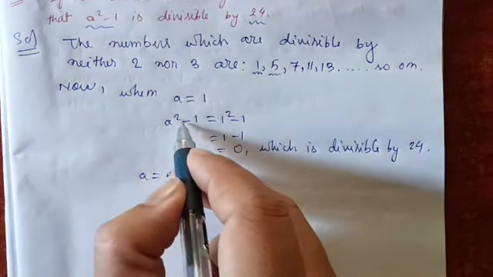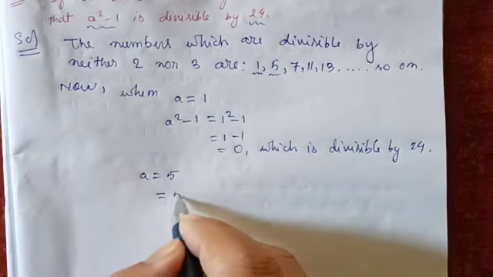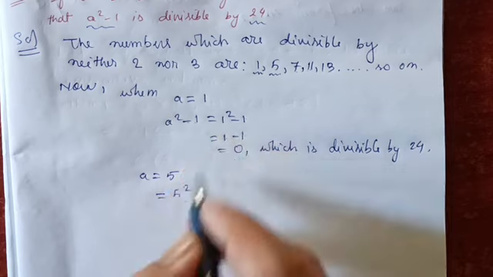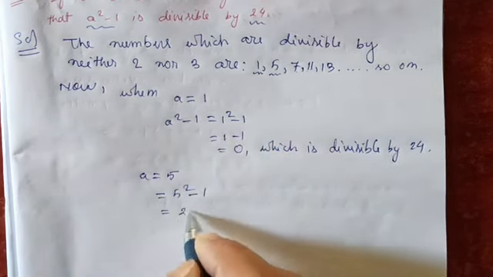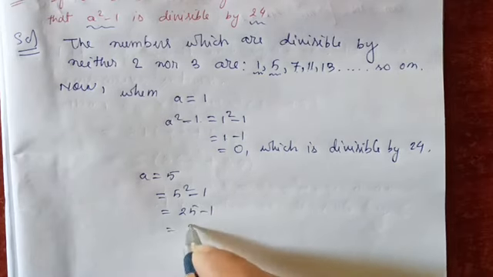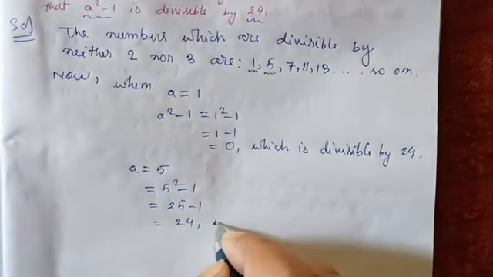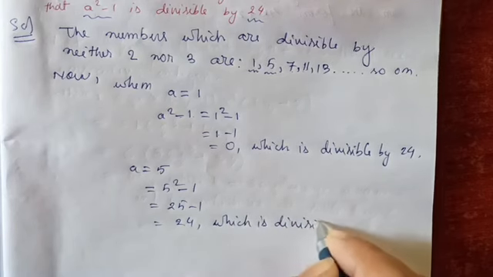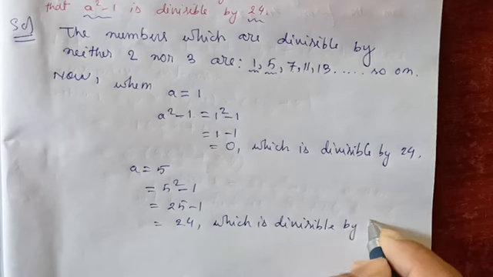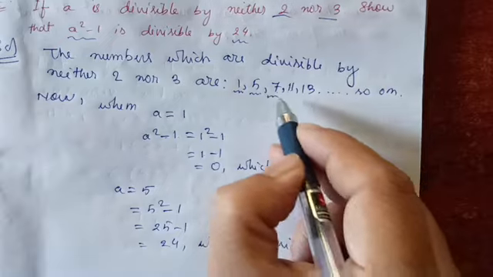What is our formula? A square, right? A square means 5 square. Next is minus 1. You know that 5 square is 25. 25 minus 1 is 24. Okay, 24 will be able to divide by 24. We know very clearly 24, which is divisible by 24. Okay, what is the next number?